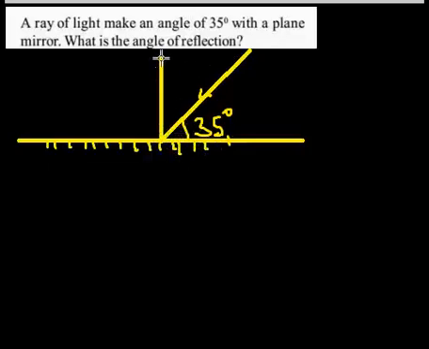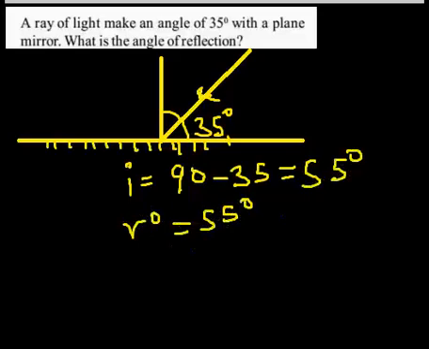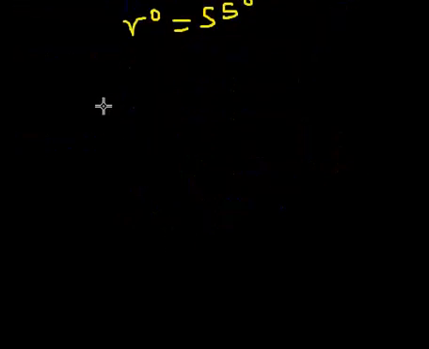So how do we get the angle of reflection? First of all, we need to get the angle of incidence. If we get the angle of incidence, it is going to be the angle of reflection. So the angle of incidence is going to be 90 minus 35. Remember, angle of incidence is also equal to the angle of reflection. So this is 55 degrees, and of course, the angle of reflection being equal to angle of incidence is also 55 degrees. That's a question we looked at.